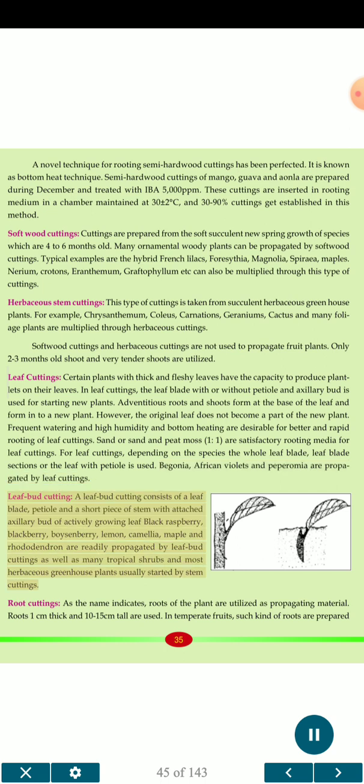Leaf bud cutting. A leaf bud cutting consists of a leaf blade, petiole and a short piece of stem with attached axillary bud of an actively growing leaf. Black raspberry, blackberry, boysenberry, lemon, camellia, maple and rhododendron are readily propagated by leaf bud cuttings, as well as many tropical shrubs and most herbaceous greenhouse plants usually started by stem cuttings.